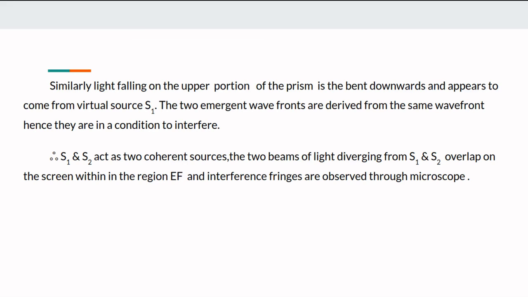Then the wavelength of light, lambda, is determined using this experiment. That is about Fresnel's biprism and determination of wavelength.